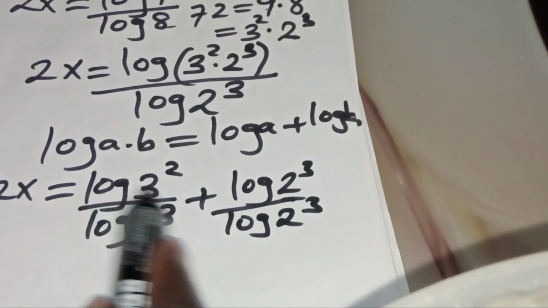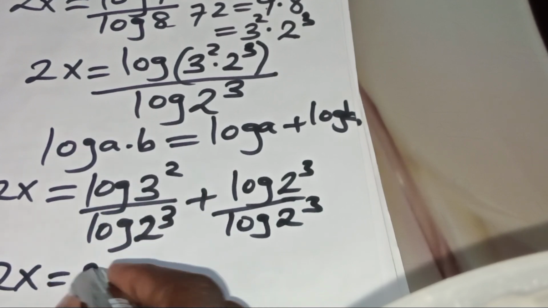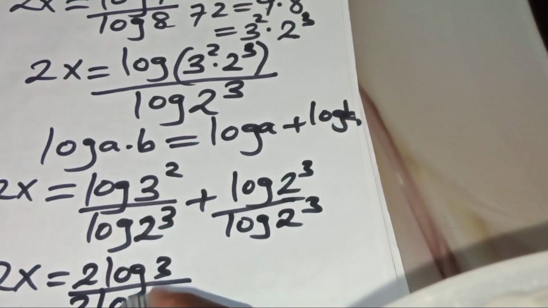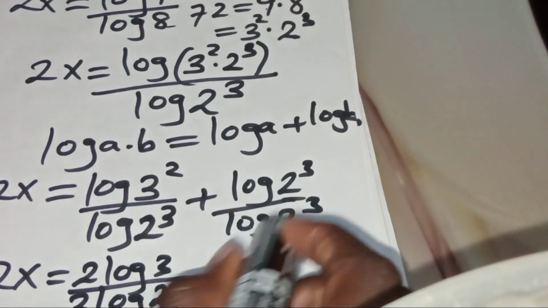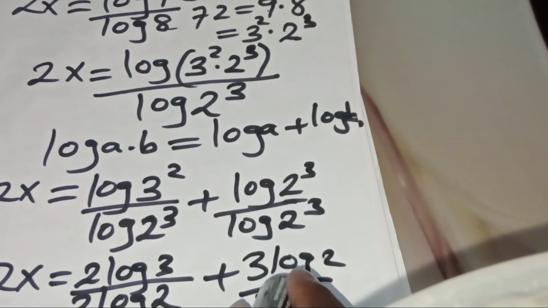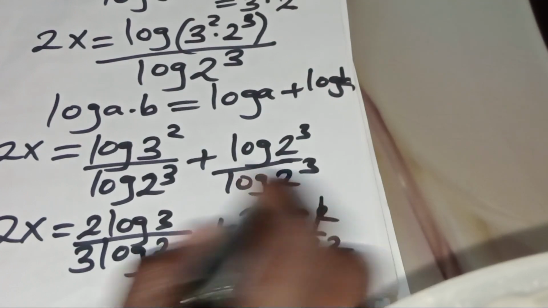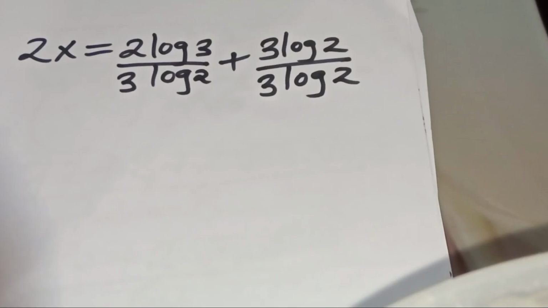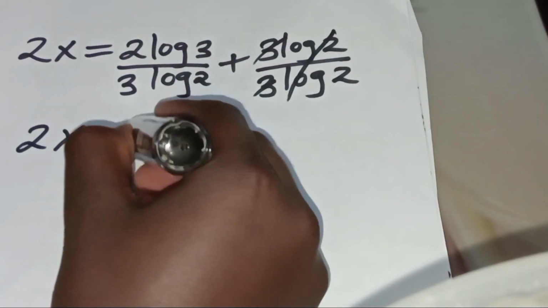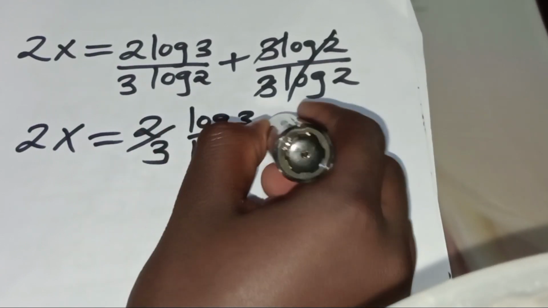Now, applying the power rule, log 3 to the power 2 becomes 2 log 3, divided by log 2 to the power 3 which becomes 3 log 2, plus log 2 to the power 3 which becomes 3 log 2, divided by 3 log 2. Now let's simplify here again. Log 2 and log 2 simplify, 3 and 3 simplify, so that we'll have 2x equal to 2 over 3 times log 3 divided by log 2, plus 1.